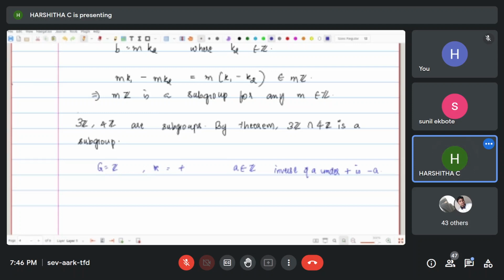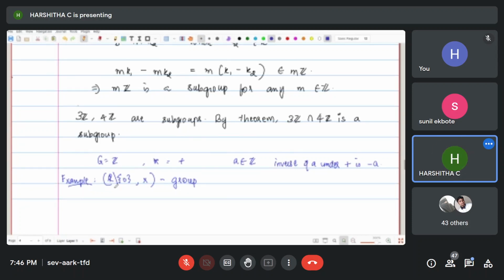Any more questions? If the operation is multiplication, then the inverse will be division. Exactly. So we can take another example to see what you said. Let's take the real numbers minus 0 under multiplication. You can check that this is a group. I removed 0 because 0 doesn't have an inverse under multiplication, so if you include 0, it won't be a group. And here the inverse of any a in R is 1 by a.